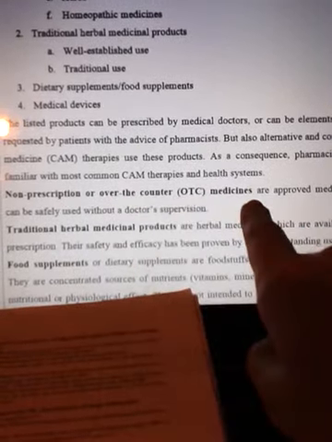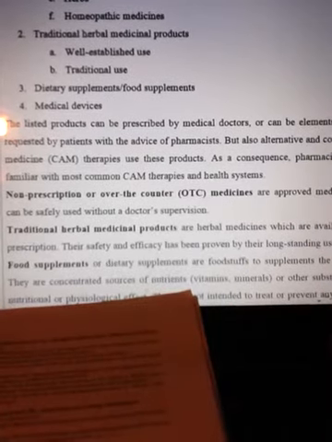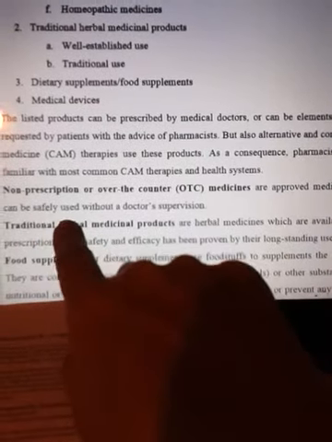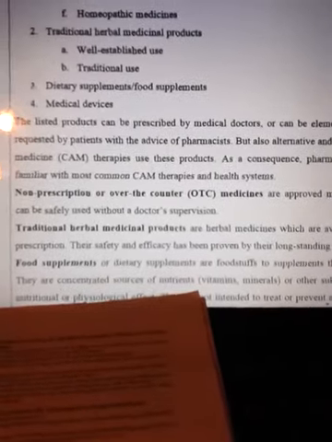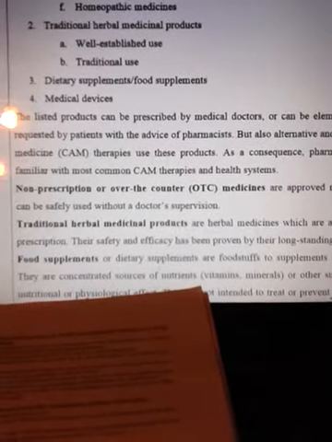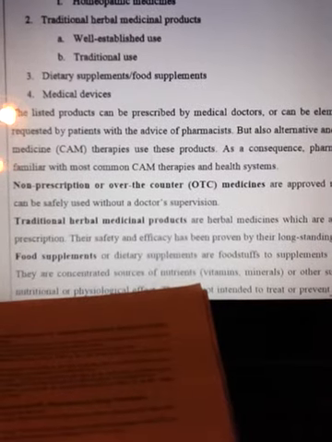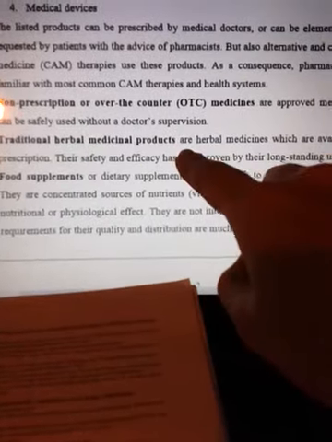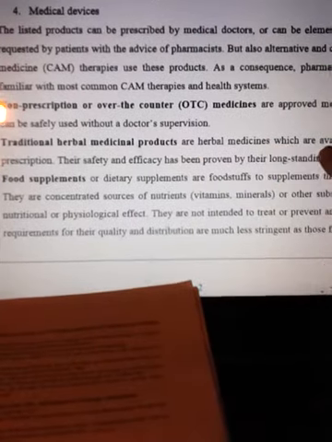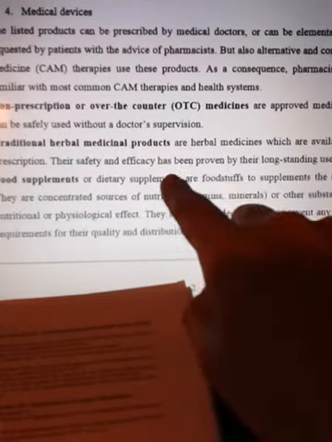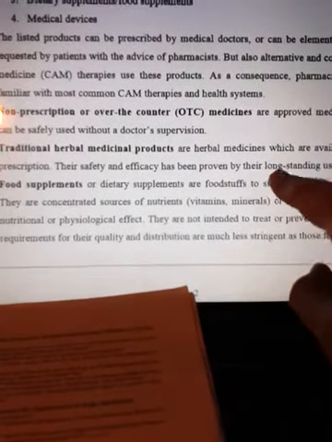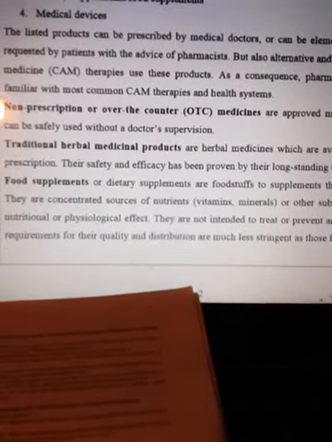Non-prescription or over-the-counter (OTC) medicine is approved medicine which can be safely used without a doctor's supervision. Traditional herbal medicine products are herbal medicines which are available without prescription; their safety and efficacy has been proven by their long-standing use.